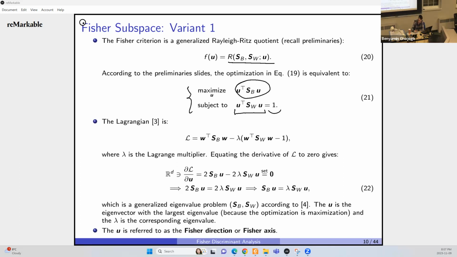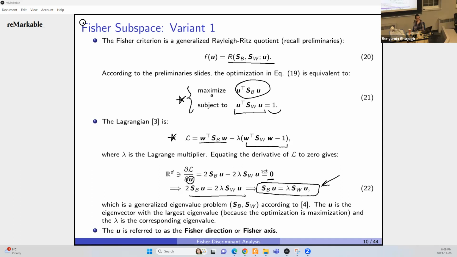Now I have this optimization problem. What should I do? Lagrangian, right? This minus lambda times this constraint. Now I have the Lagrangian. What should I do? So far we have had, I think, 30 times of this in this course: Lagrangians. Take the derivative and set it to 0. Take the derivative of this Lagrangian with respect to u and set it to 0. It becomes this. What is this?